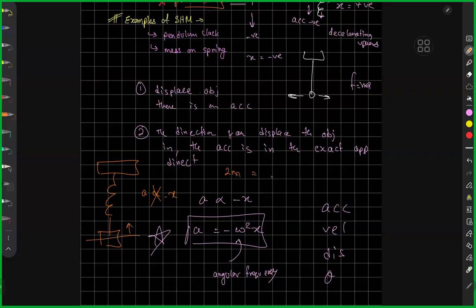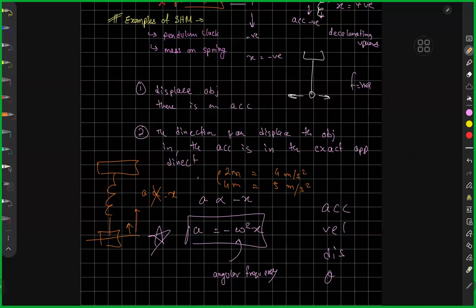2 meters, and my acceleration, let's say, is 4 meters per second squared. But when I increase this to 4 meters, so I move it up again by 2 meters, let's say my acceleration comes out to be 5 meters per second squared. Will you classify this as simple harmonic motion?